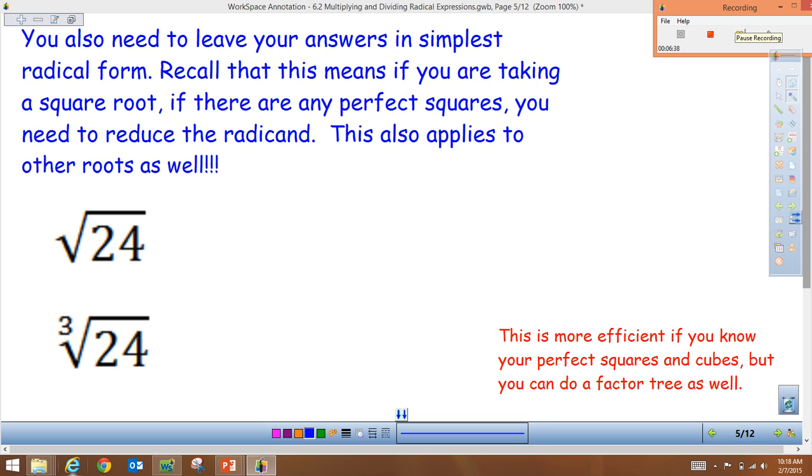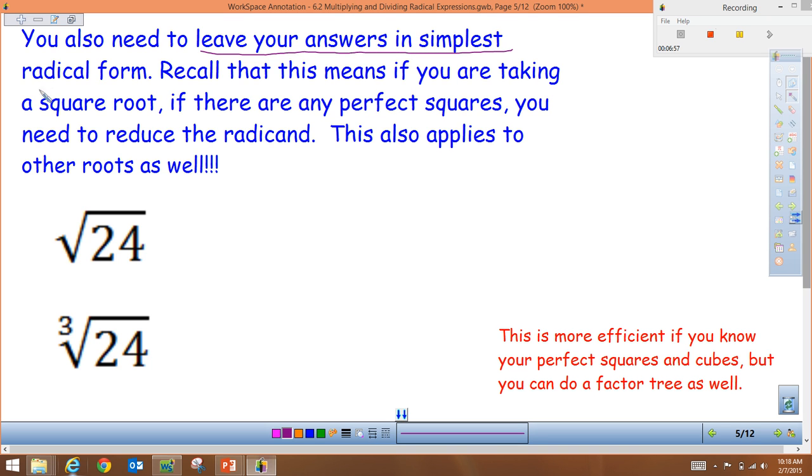Remember on the previous problem how I said we couldn't go any further. We couldn't take the square root or the 5th root of 10, so we just left it as so. We're going to apply that method to all of the problems that we're doing. We have to leave our answers in simplest radical form. That means that if we can take out a square root or a cubed root from underneath the radical, we are going to do that.